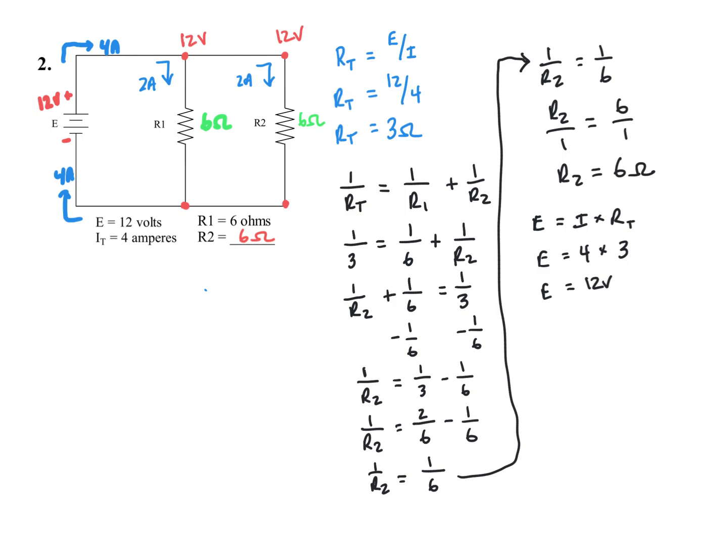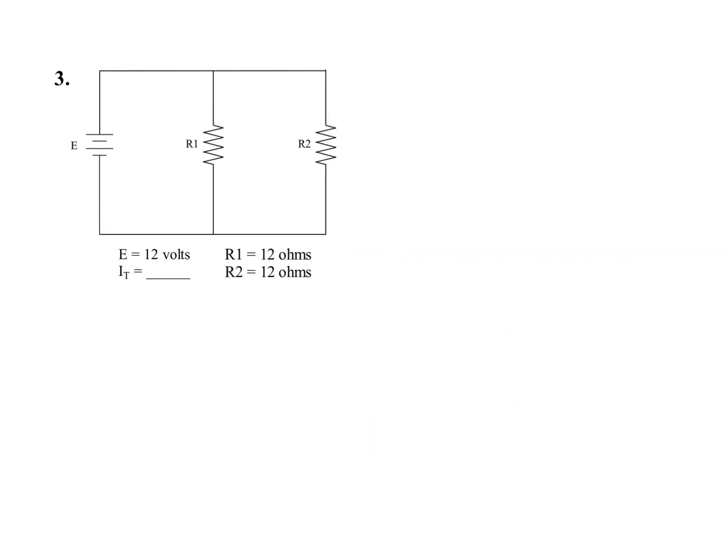All right, let's take a look at number 3. All right, so for number 3 here again, just going to go in and put my same items in here. So I got 12 volts here. I don't know current in this case. Resistors 1 are 12 ohms and 12 ohms. So in order to solve this one, I got to figure out my resistance total.